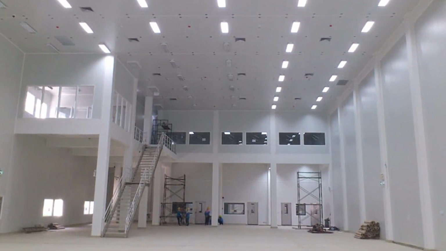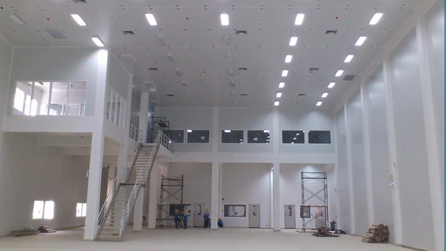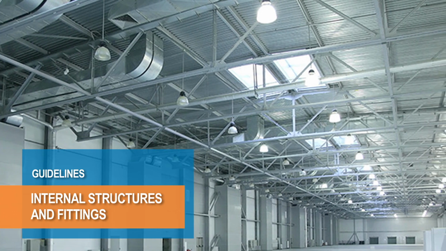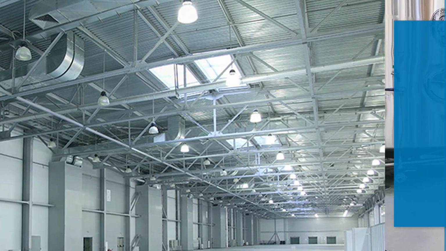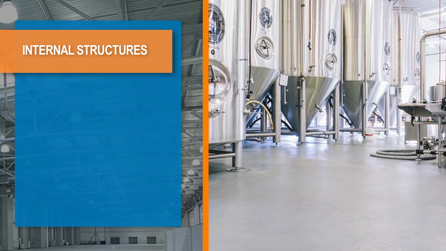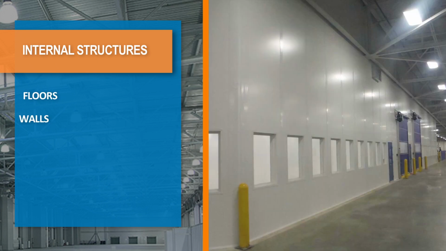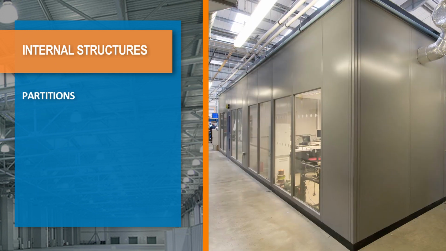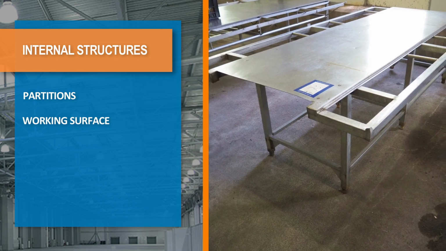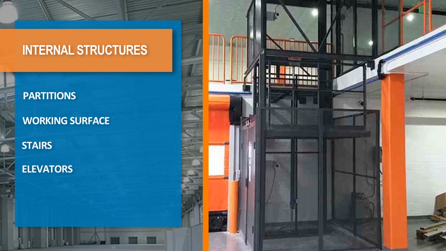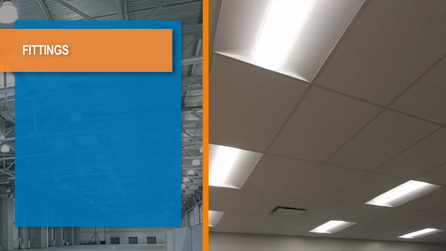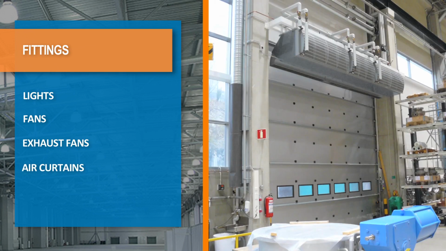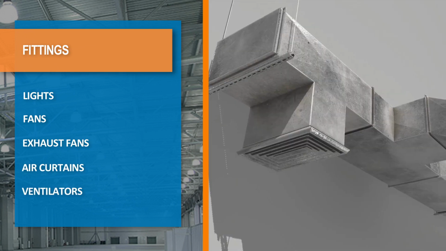In this video, we will learn about how to plan and design internal structures and fittings in the establishment to ensure hygienic working area. Internal structures here refers to floors, walls, ceilings, doors, windows, partitions, working surface, stairs, elevators, etc. And the fittings here refer to lights, fans, exhaust fans, air curtains, ventilators, etc.